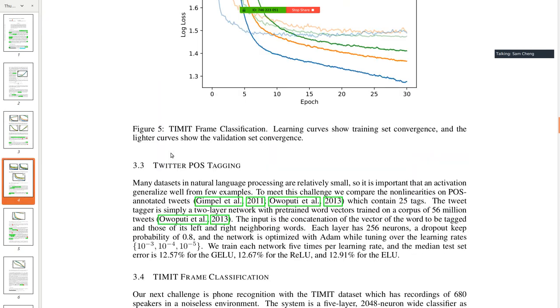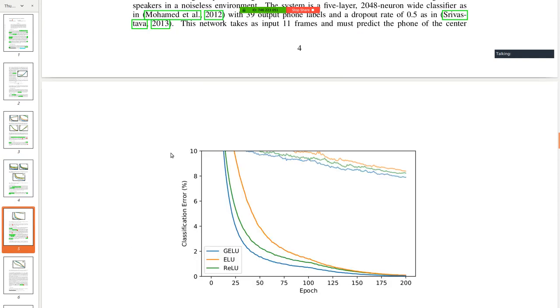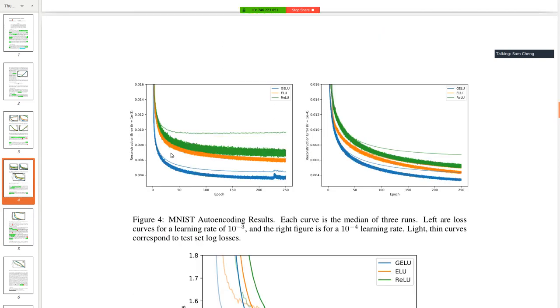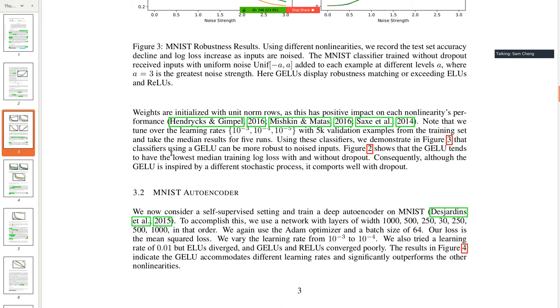So therefore, if you work on a project where it doesn't work well, maybe you may try this as well. I think this is especially popular in NLP. For NLP problems, people sometimes use this GELU.